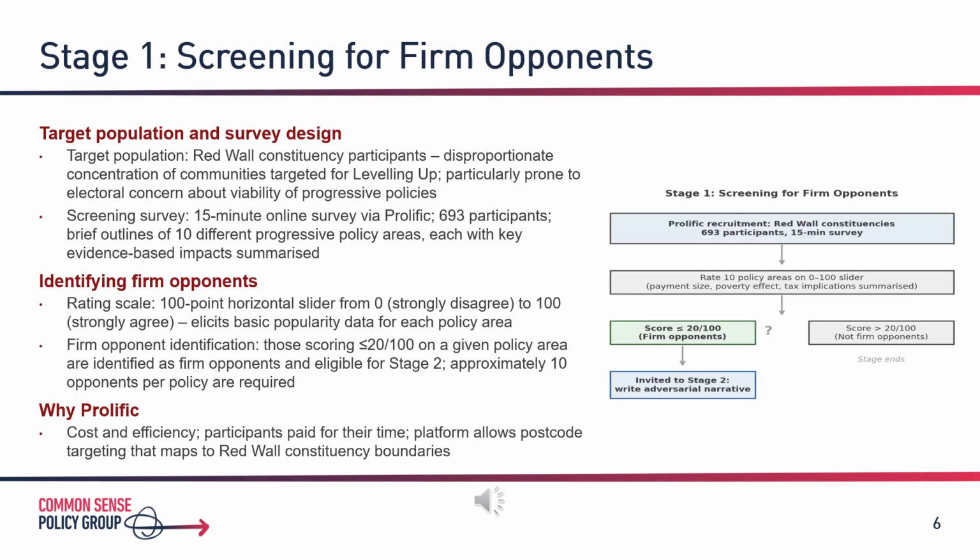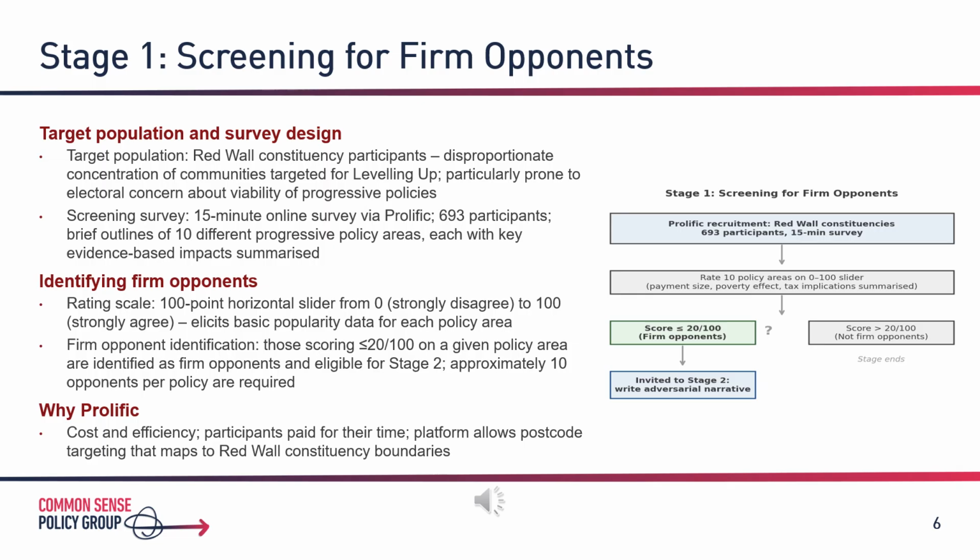The choice of red wall constituencies as the primary target population for the Act Now surveys reflects a specific strategic judgment. These are the communities where the political case for progressive redistribution is most contested, where progressive parties have most recently lost support, and where the electoral consequences of getting the advocacy strategy wrong are most acute.